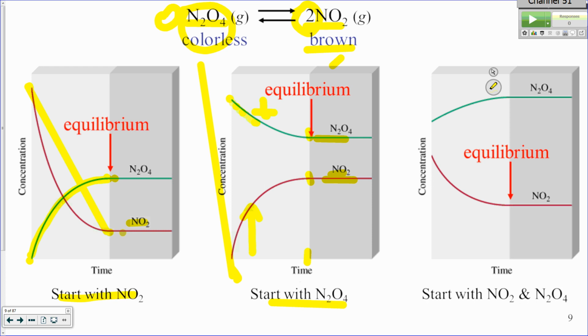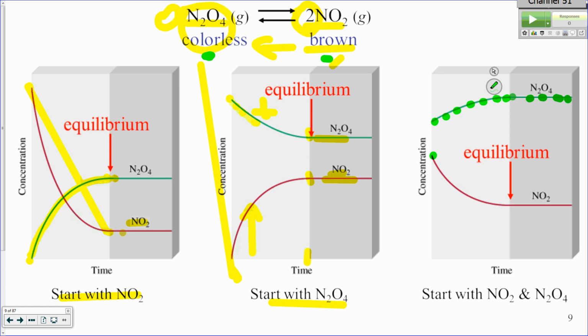So I could start with the product, and it's still going to run backwards until I get equilibrium. Or I could start with a mix of the gases. So if I started with a little bit of the reactant and a little bit of this product, in this case I've got more reactant, so the reaction proceeds in a forward direction.